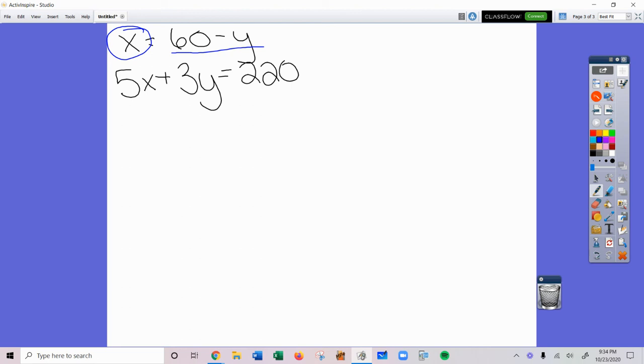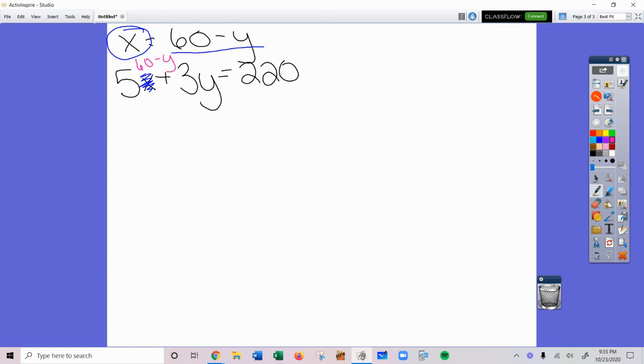What letter do we want to cross out in the second equation? Yep, we want to cross out that x. Now be careful, we are not crossing out 5x. We are only crossing out the x. Right? And we are going to replace it with 60 minus y. I'm going to use another color here so we can see it better.